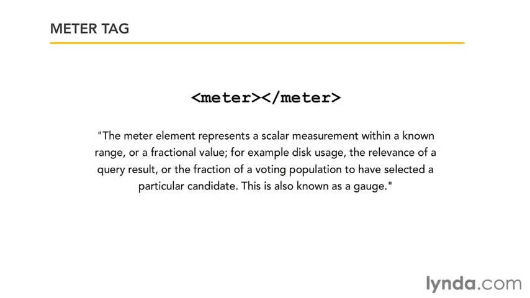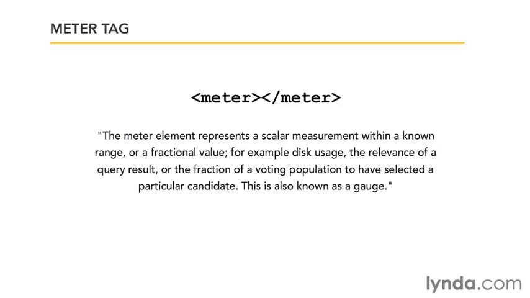Here's what the specification has to say about the meter element. The meter element represents a scalar measurement within a known range, or a fractional value. For example, disk usage, the relevance of a query result, or the fraction of a voting population to have selected a particular candidate. This is also known as a gauge.